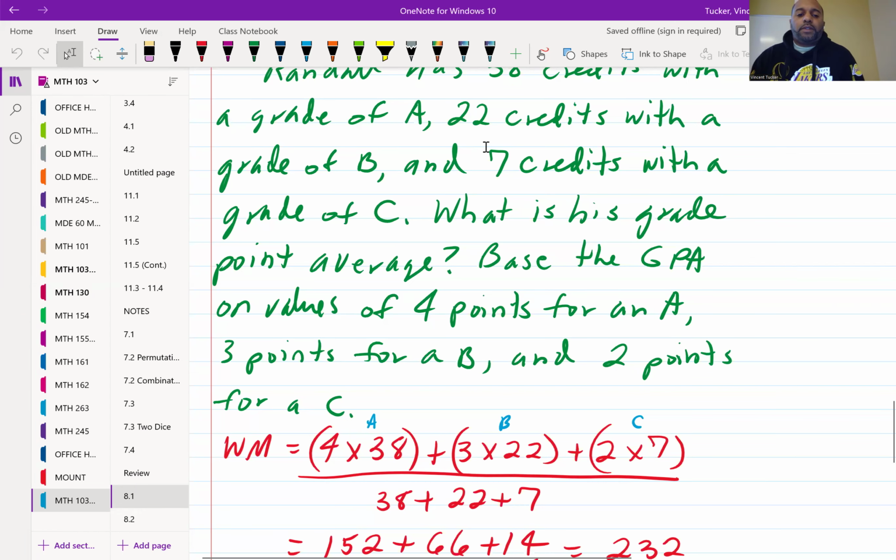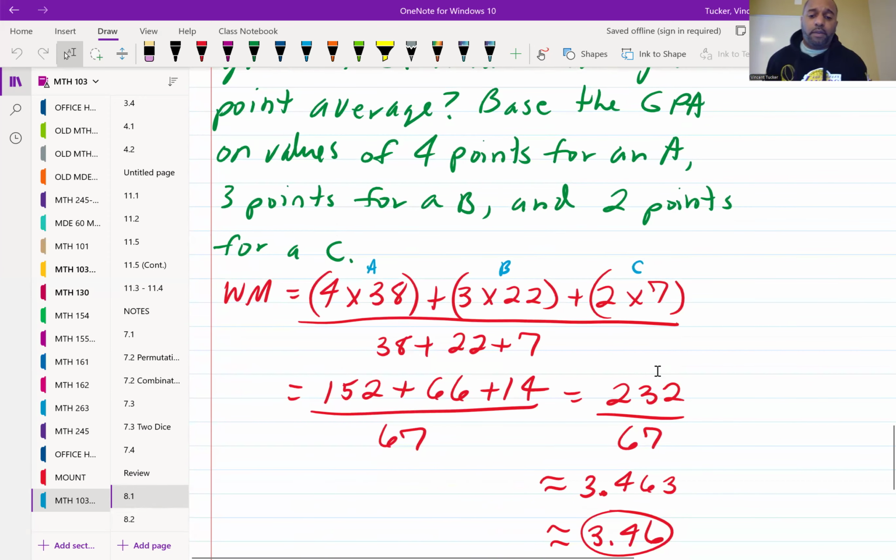So multiplying those out, you get 152 plus 66 plus 14 over that 67. Finish doing the math. Ultimately, you'll get 3.46.